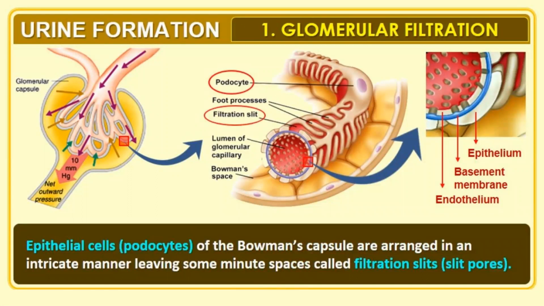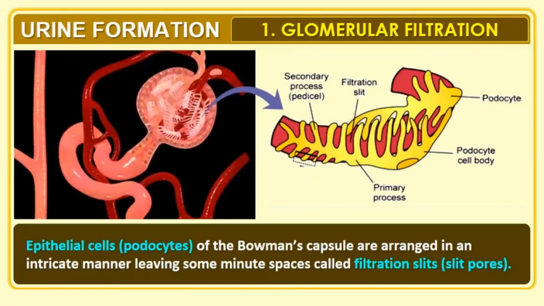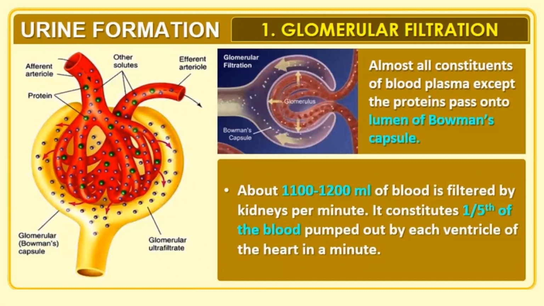First, the epithelial cells, which are also known as podocytes of the Bowman's capsules, are arranged in an intricate manner leaving some minute spaces, and those spaces are known as filtration slit or slit pores. Here you can see the podocytes of the Bowman's capsules arranged in such a way that it leads to the formation of filtration slit, that is slit pores. Almost all constituents of the blood plasma except the proteins pass into the lumen of Bowman's capsule.